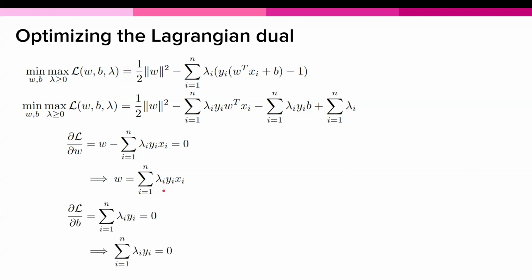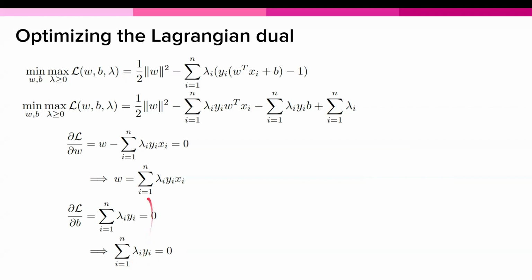Okay, so moving on to the partial derivative with respect to the bias, taking this derivative and setting it to 0 gives us another important condition, which is that the sum of the products of the Lagrange multipliers and class labels must equal 0. And so this ensures that the decision boundary is correctly balanced between the two classes.